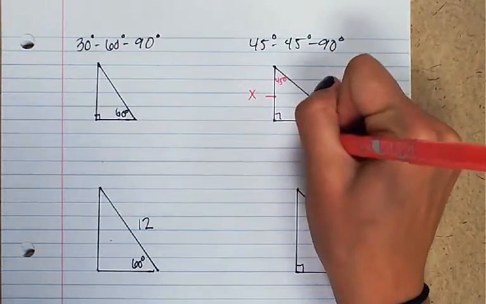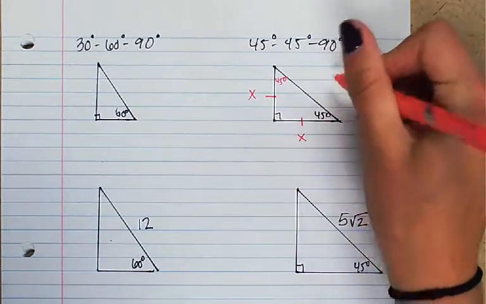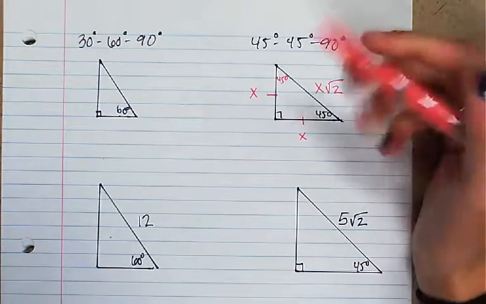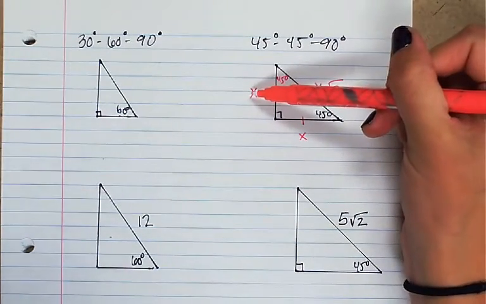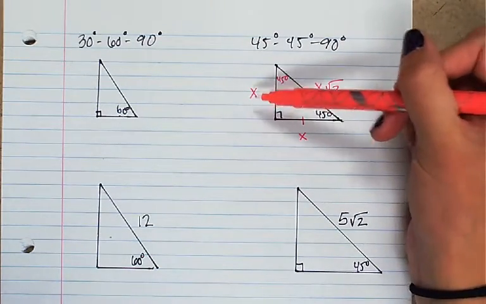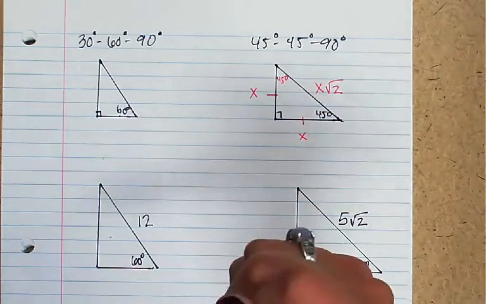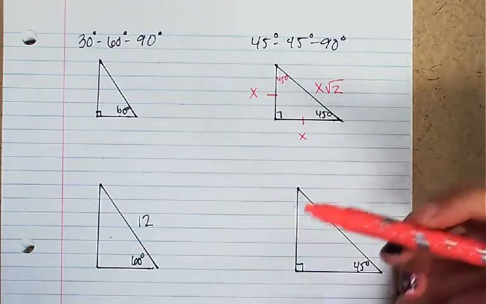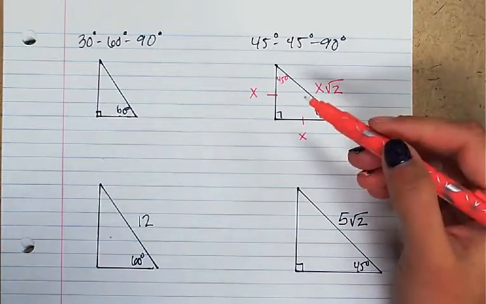The special property for this one is if this value was x, this value would be the same thing, x, and the hypotenuse is always going to be x times the square root of 2. So, for example, if I knew that this was 4, then I would go 4, 4, 4 root 2. If it was 10, it would be 10, 10, 10 root 2. That's just the way it works every single time.